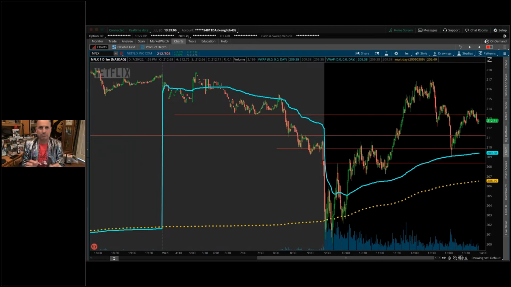Buying options into the report is the dumbest trade you could possibly do as a trader. Let me say it one more time. Buying an option last night, whether you were bullish Netflix or bearish Netflix, is the dumbest trade you can do as an investor or trader or whatever you consider yourself. Let me explain why.